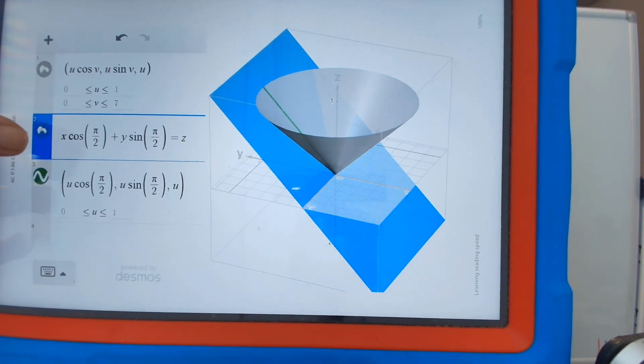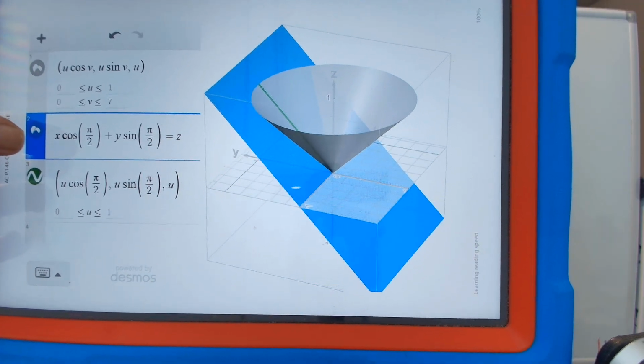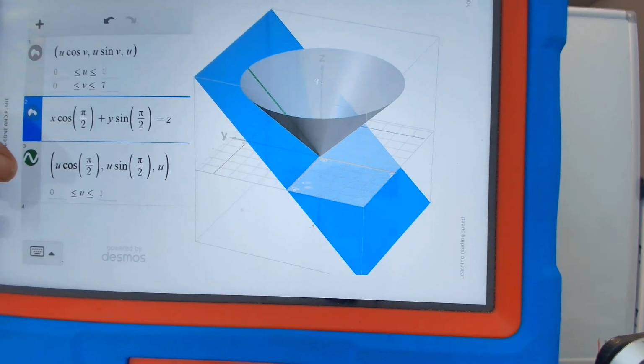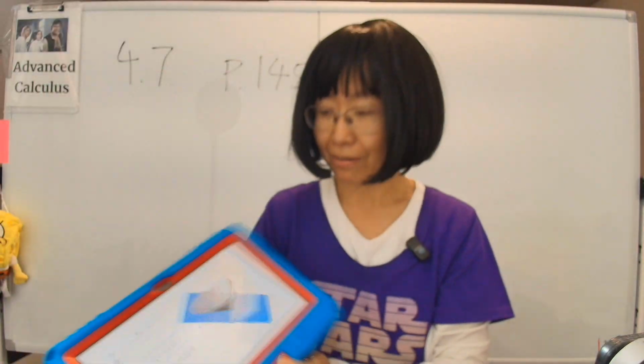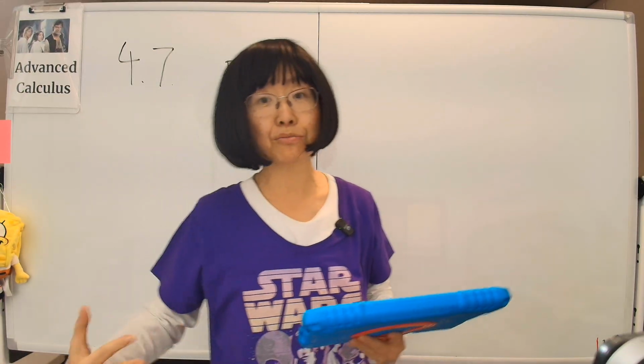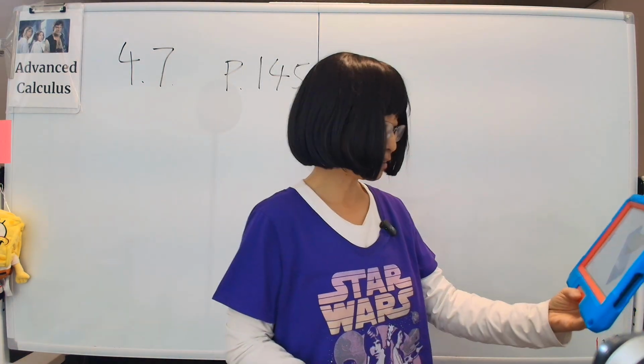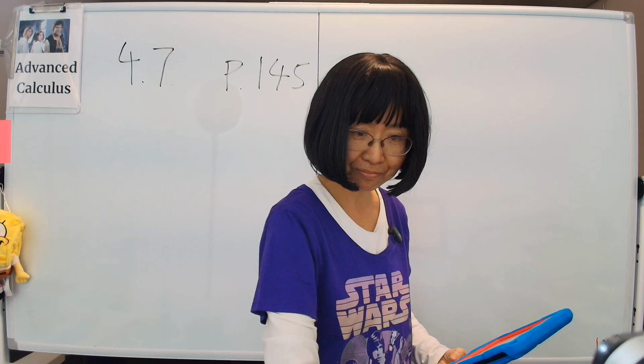The blue is the sample tangent plane, and the green line is the... well, actually, I haven't talked about the green line yet. The green line is where the plane touches the cone, okay? But we haven't talked about that yet. So we'll talk about that in a little bit.